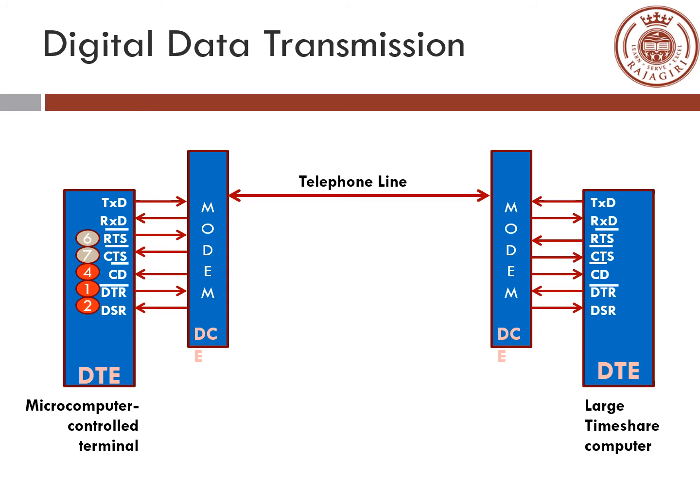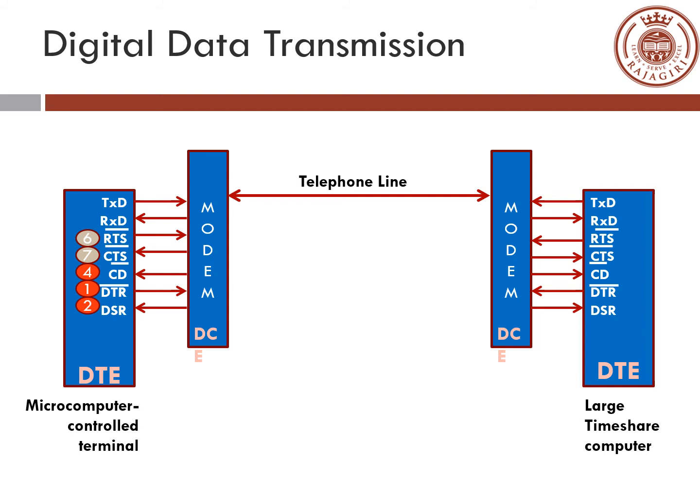So at the extreme left, you have the microcontrolled terminal, which is called a data terminal equipment. And on the extreme right, we have the timeshare computer, which is also called a data terminal equipment. And the DTEs on either side talk to modems, which are called DCEs or data communication equipment. And the modems communicate to each other across a telephone line by sending audio tones to represent digital data.